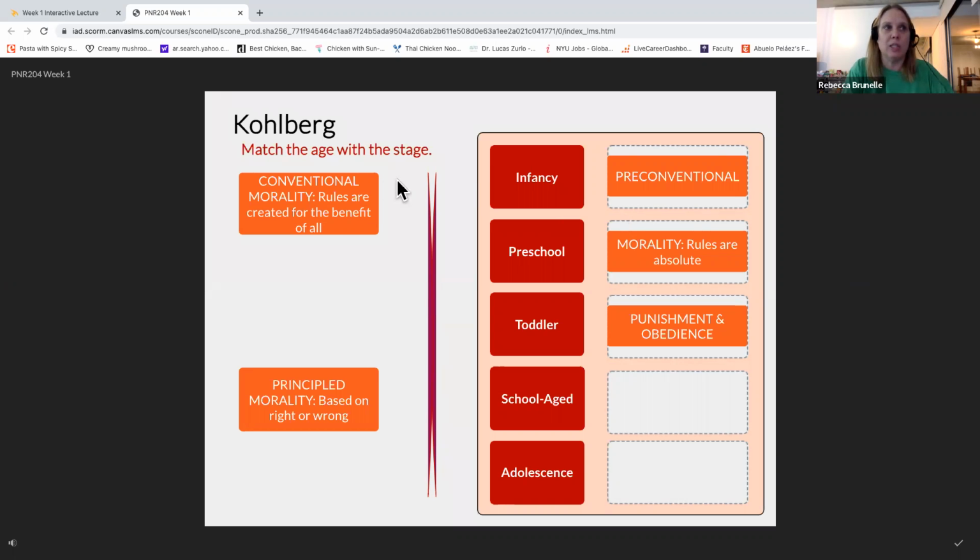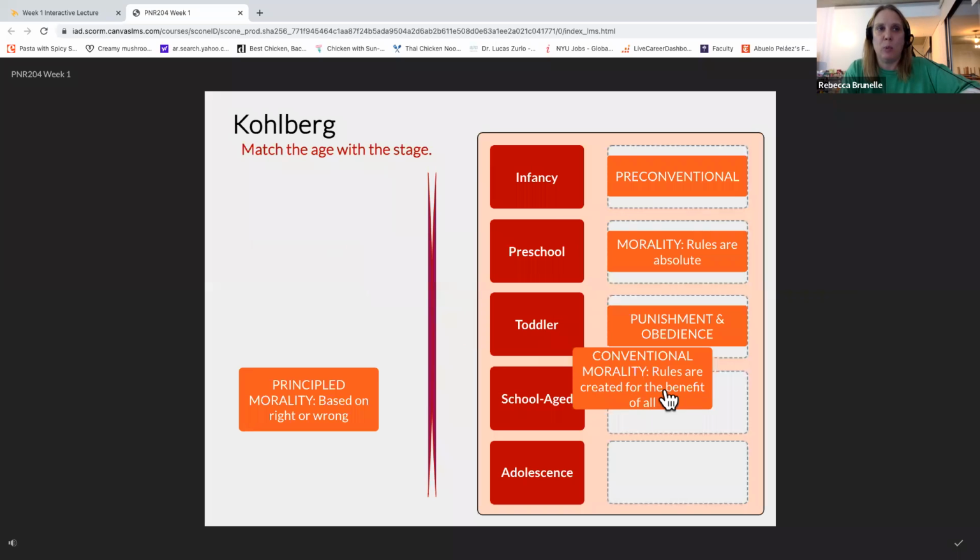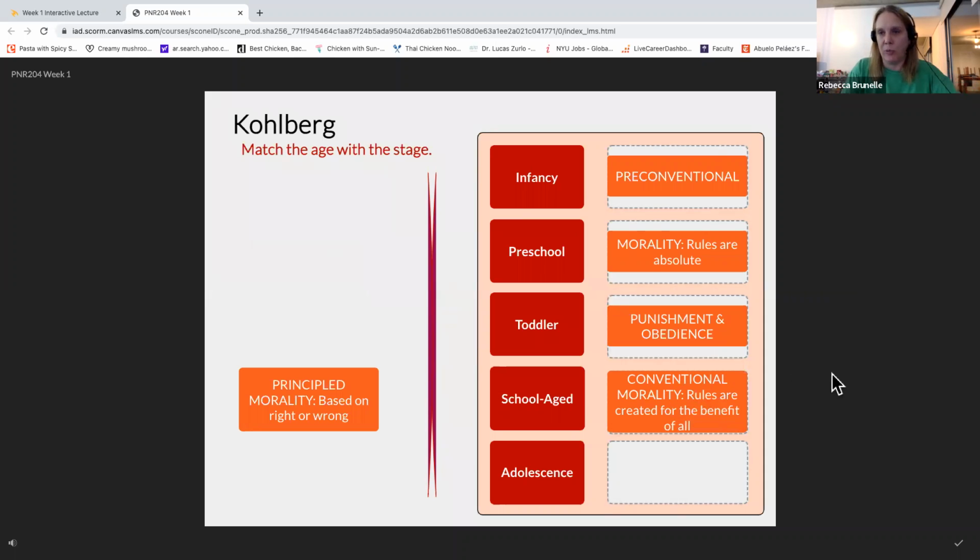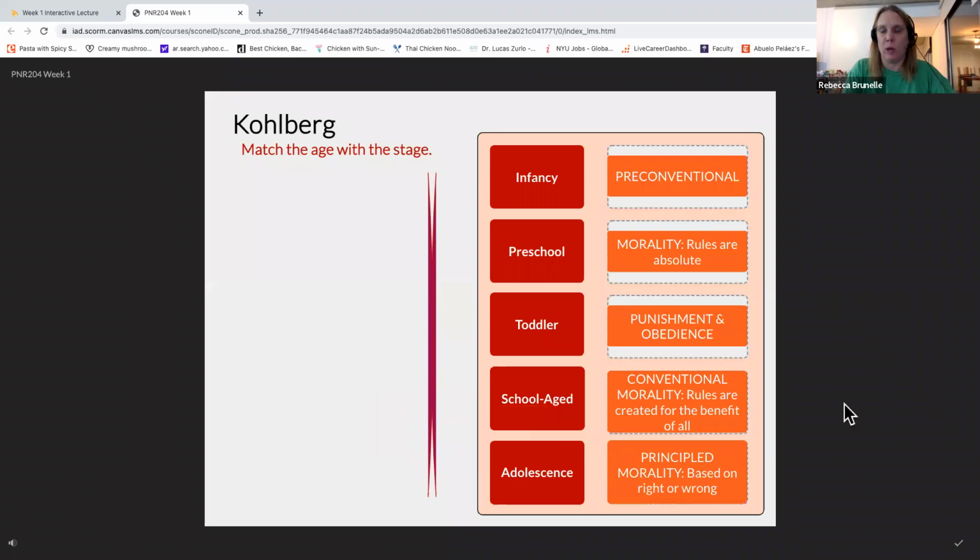And then school age, this is when you're getting more into group think. Like you want to line up and stay quiet so that everyone can go out to recess. You're following the rules so that the group has what they need. You're not just thinking about yourself. And then once you get beyond that, you start thinking about whether things are right or wrong.